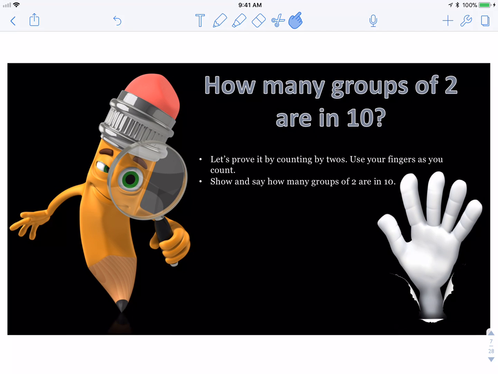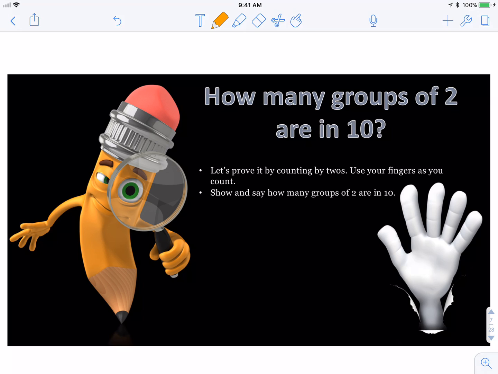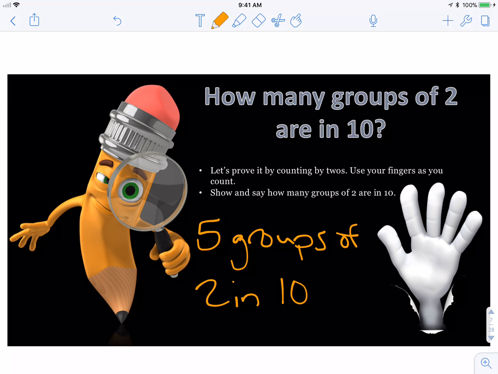How many groups of 2 are in 10? Let's prove it by counting by 2's. Use your fingers as you count. Show and say how many groups of 2 are in 10. So, hold your hand up, and count on your fingers. 2, 4, 6, 8, 10. How many fingers are you holding up? 5 fingers, so there are 5 groups of 2 in 10. Okay?